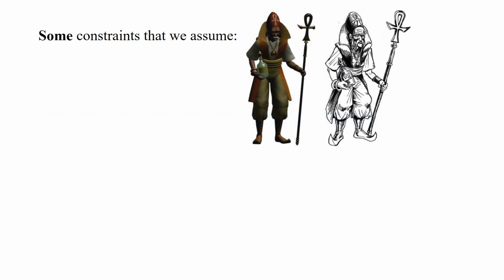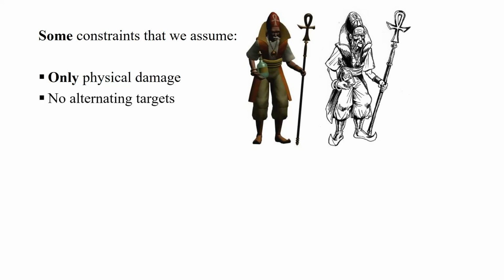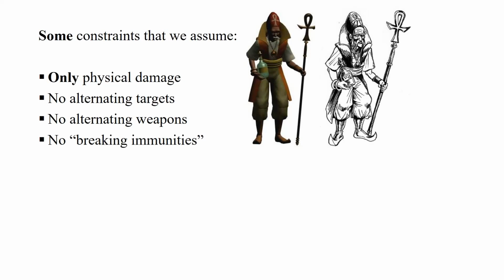So in addition to attack sequences occurring within that interval tau, we have the following constraints, okay? We're only talking about physical damage, even though we could account for other damage types, that's not necessary. We assume no alternation of targets. That is, our character doesn't attack multiple targets. We assume that the character does not alternate weapons when attacking, so no double swing, no frenzy. We're not trying to break an immunity to physical damage either.